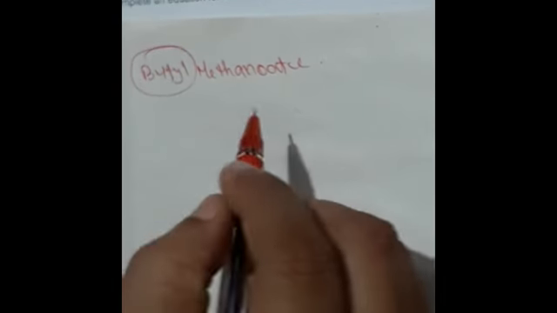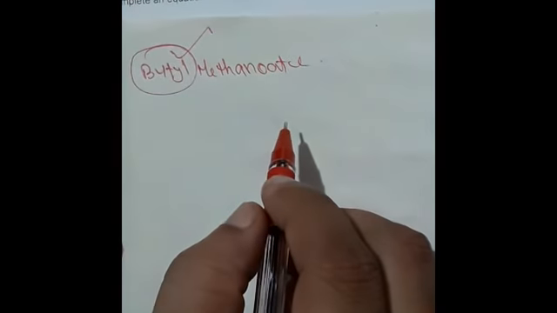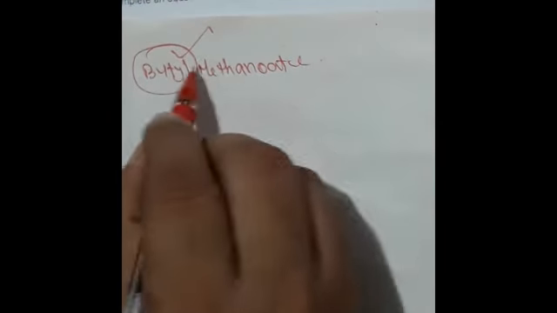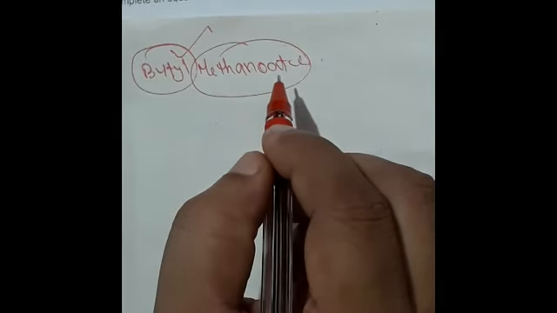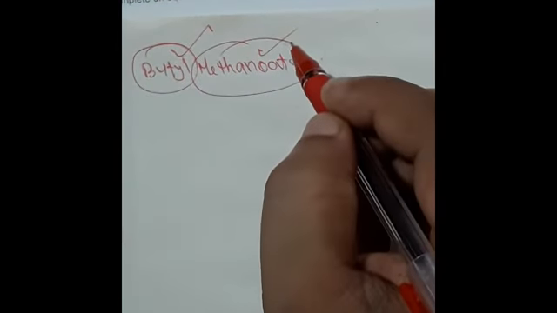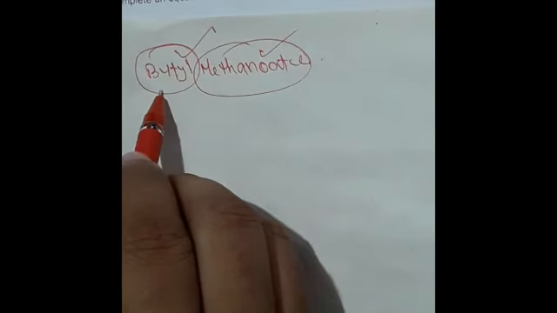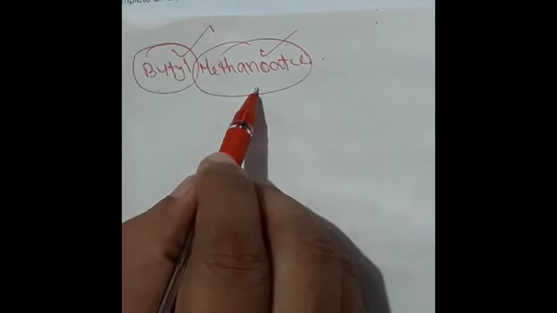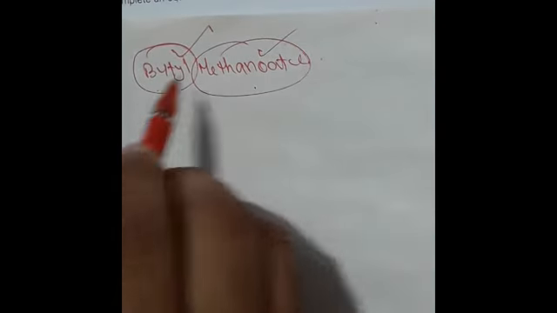Butyl methanoate. Butyl means this part is coming from alcohol, butanol. Methanoate means this part is coming from carboxylic acid, methanoic acid. So butanol reacted with methanoic acid will give butyl methanoate.